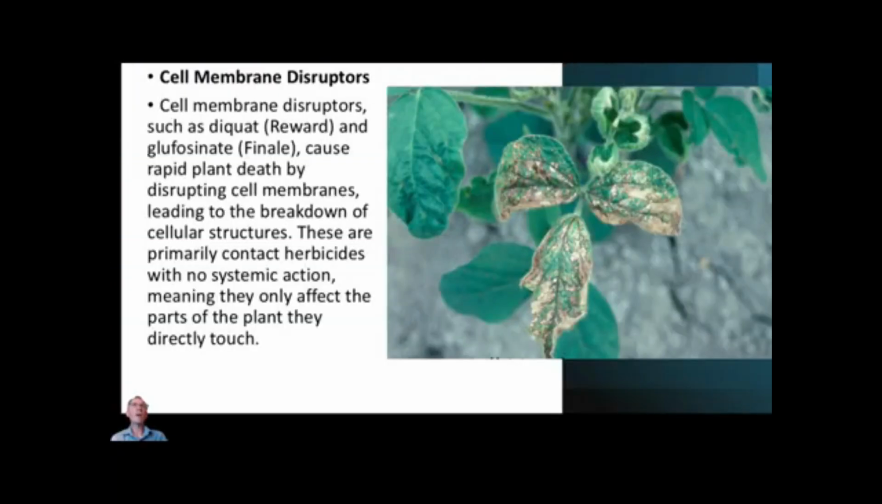Cell membrane disruptors. Cell membrane disruptors such as diquat, paraquat, and glufosinate cause rapid plant death by disrupting cell membranes, leading to the breakdown of cellular structures.